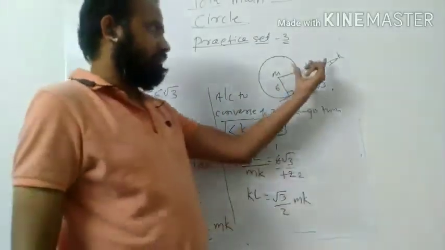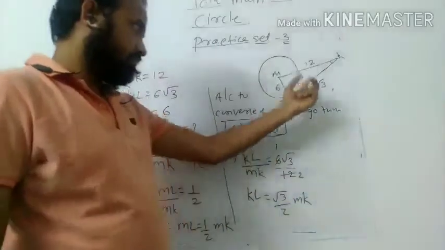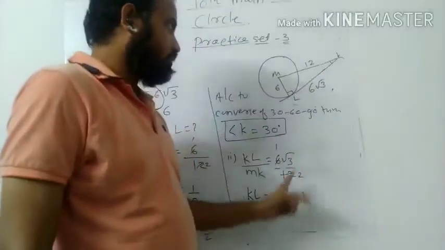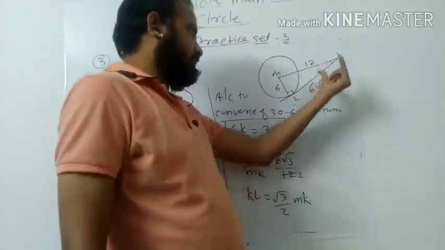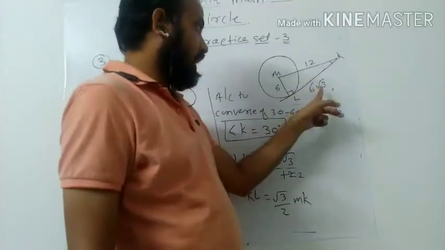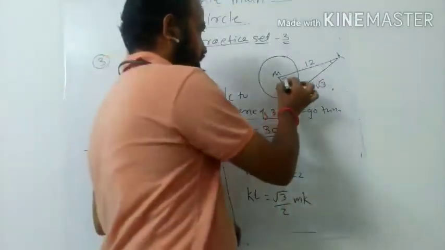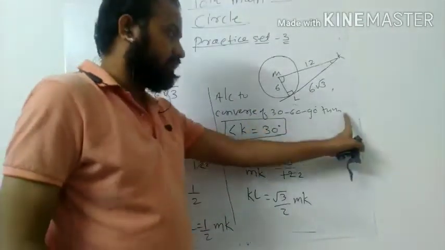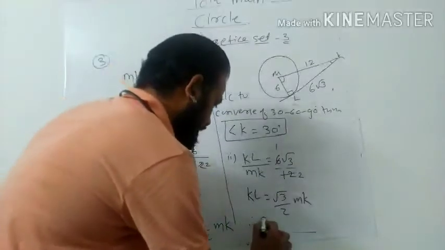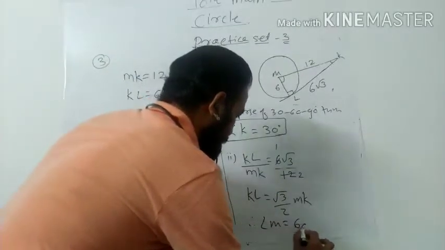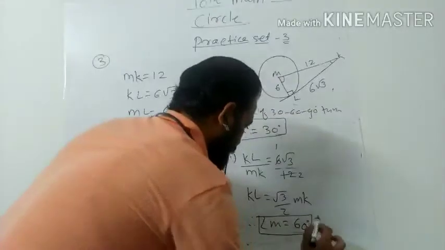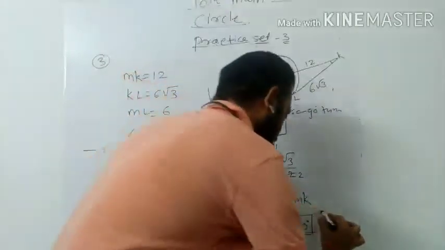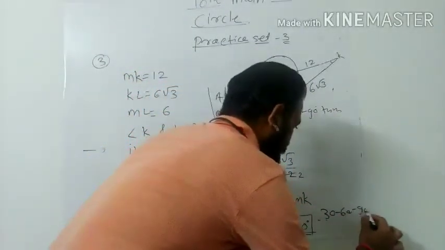Now this MK is the hypotenuse and KL is the side. If this side is root 3 by 2 times the hypotenuse, means what? The angle opposite to this side, that is angle M, is 60 degree. Again I am going to use the converse of 30, 60, 90 degree theorem. Therefore I can write angle M is 60 degree. And the reason is what? You have to put the same reason, converse of 30, 60, 90 degree theorem. I will write it shortly here.